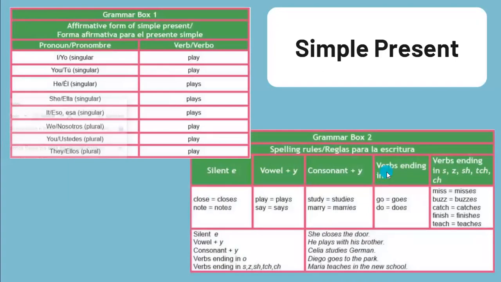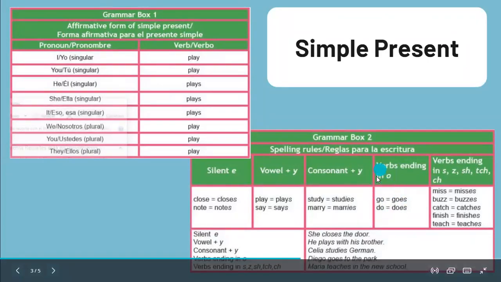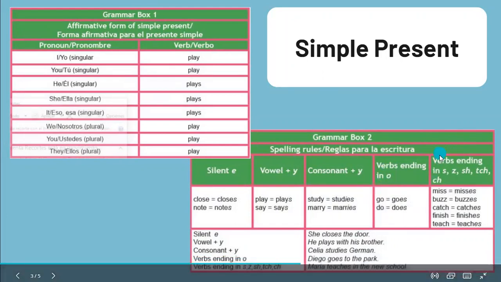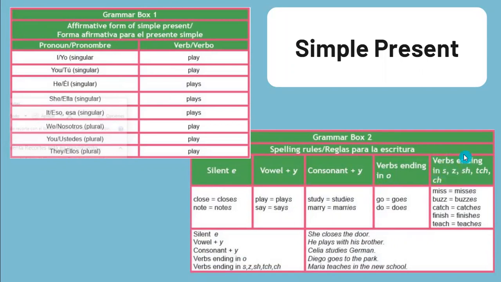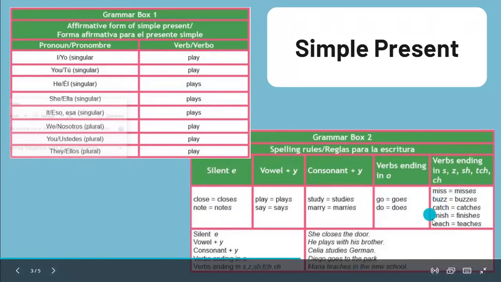And then when we have verbs ending in O, you have to add ES, okay? So go, goes, do, does. And finally, we have verbs ending in S, Z, SH, and CH. For example, miss would be misses. You add an ES. Buzz, buzzes. Catch, catches. Finish, finishes. Teach, and teaches.